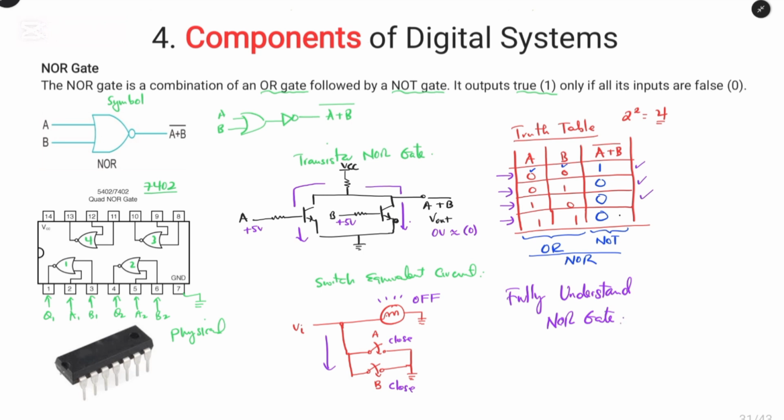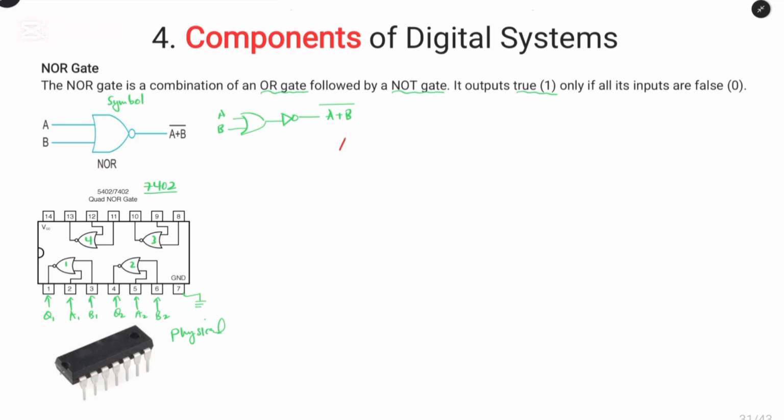And I will give you one simple example in a real application in which you can apply a NOR gate to control a circuit with a sensor. So let us look at this example. We can say, application of a NOR gate.